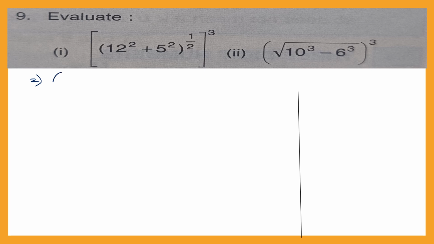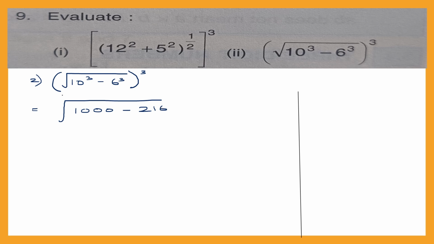Second question is the square root of, now here, 10 to the power of 3 minus 6 to the power of 3. This whole thing is raised to the power of 3. So here let's begin by saying 10 to the power of 3 is 10 into 10 into 10, which is 1000. And 6 to the power of 3 is 6 into 6 into 6, which is 216. And this whole thing is raised to the power of 3. So now let's subtract 1000 minus 216. So let's do the subtraction.